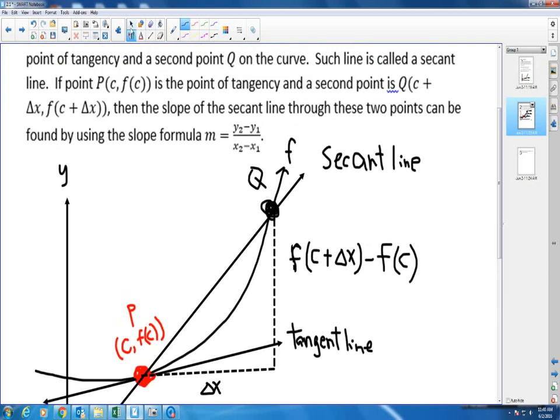So exactly what is point Q? Well, the point Q actually has an x value of c plus delta x, comma, the y value. I'm going to put point Q up here. The y value will become f of, take this x value for Q and substitute it into the function. So that will be f of c plus delta x.